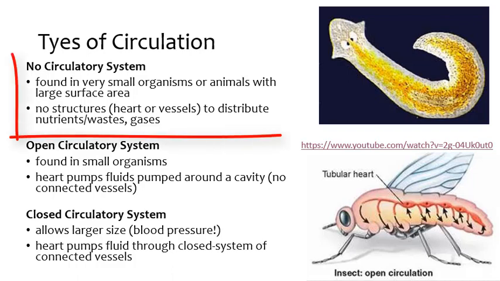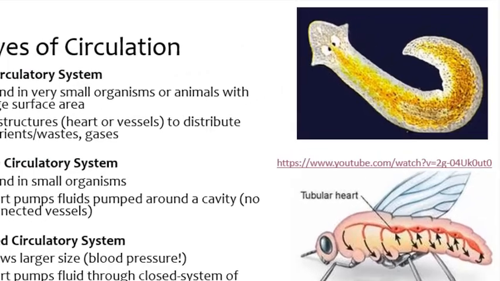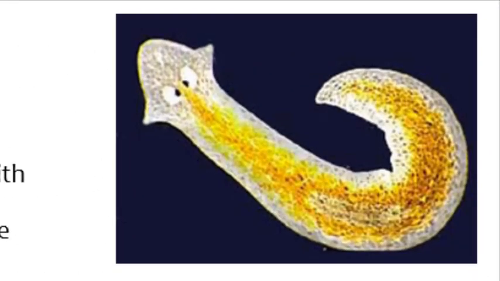No circulatory system is found in very small, like microscopic, animals, or animals with extremely high surface area, where gases and nutrients can distribute through diffusion. No special structures are needed. It would never break down and takes no energy. An example is this planarian, a flatworm.